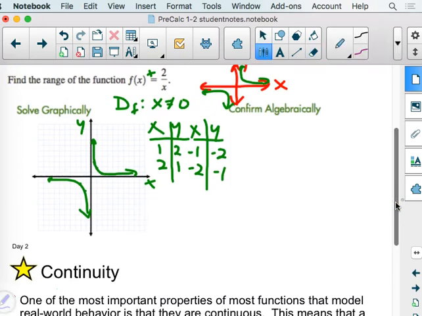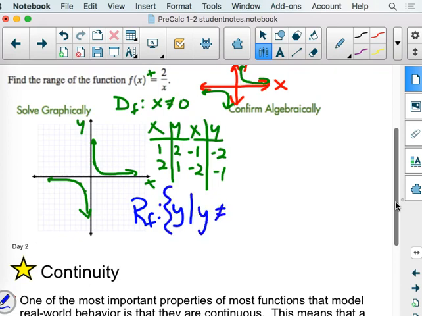So my range for f would be, I'm just going to say, hey, y can't be 0. Everything else is good. But now that changes big time when we go to talk about interval notation, which is really what we want our answers in.